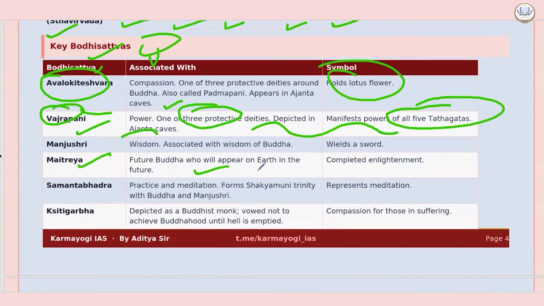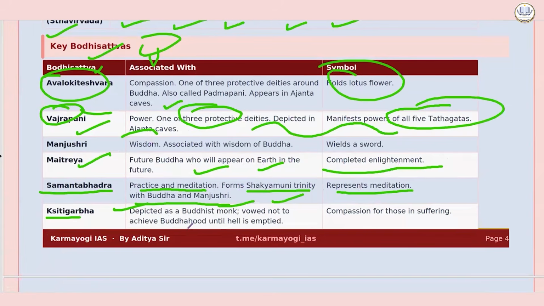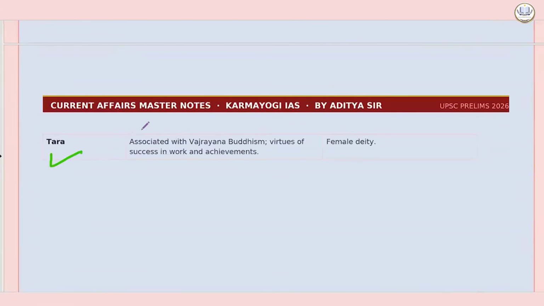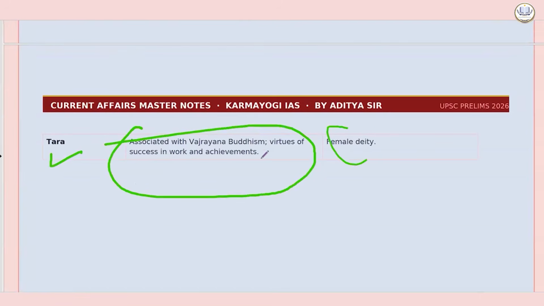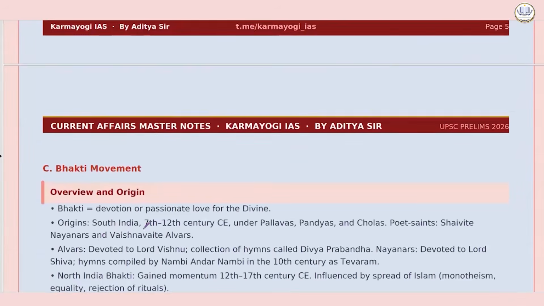Maitreya, the future Buddha, will appear on earth in the future, having completed enlightenment. Then we have Samantabhadra, practice and meditation, forms a Shakyamuni trinity with Buddha and Manjushri, representing meditation. And Kshitigarbha, depicted as a Buddhist monk, vowed not to achieve Buddhahood until hell is emptied. Compassion for those in suffering. And Tara, associated with Vajrayana Buddhism, virtue of success in work and achievement, and is a female deity.